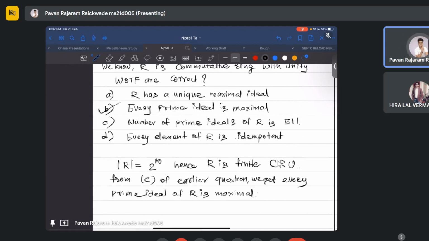Every prime ideal is maximal. This is true. Then what about R has a unique maximal ideal?